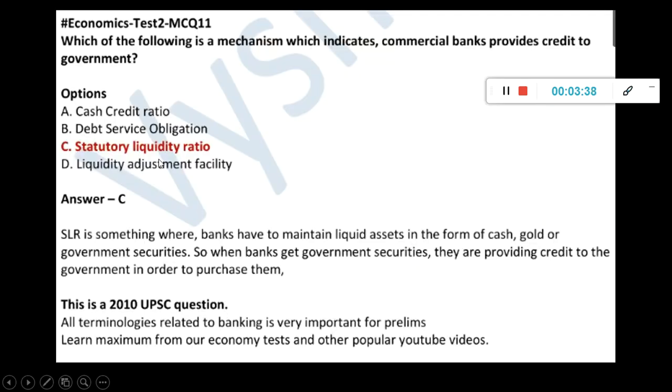Here the answer is statutory liquidity ratio, which is a quantitative tool of the RBI used for adjusting inflation and so on. SLR is where banks have to maintain liquid assets in the form of cash, gold or government securities. When banks get these government securities from the government, obviously they are providing money to it. So they provide credit to the government in order to purchase them. That is why the answer is statutory liquidity ratio.